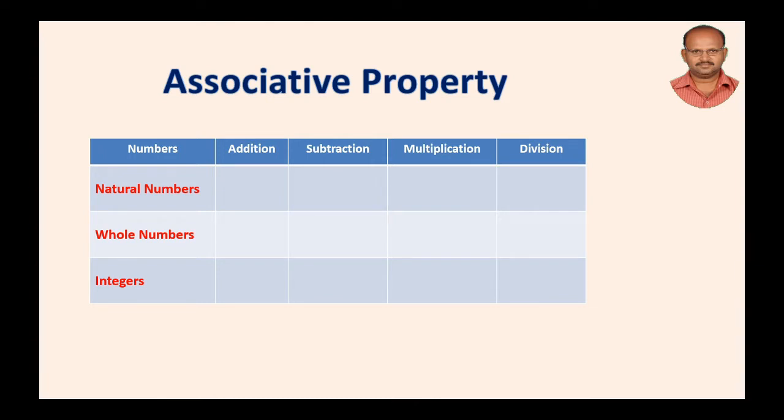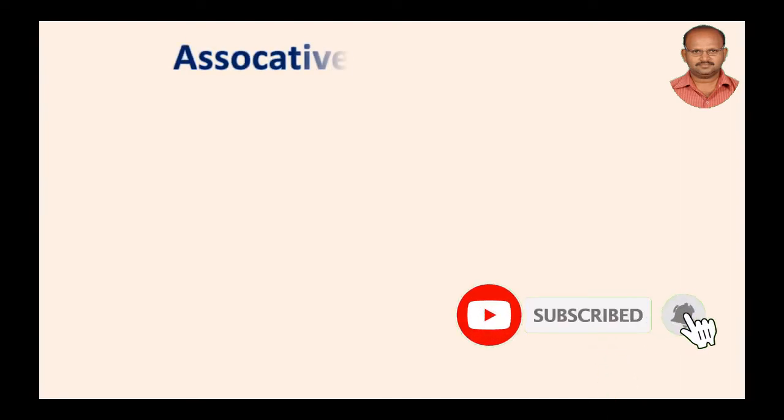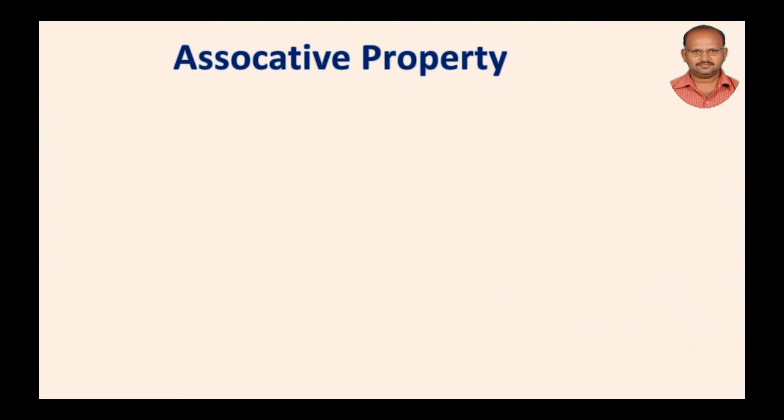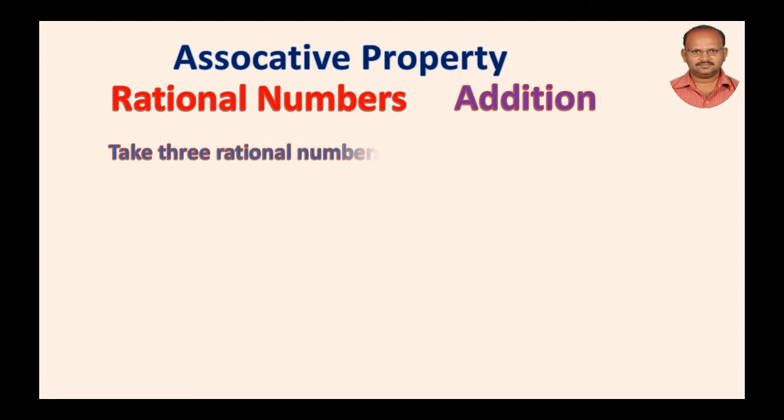Today we are going to learn rational numbers. Associative property of rational numbers under addition. Take three rational numbers 2 by 7, 5, 1 by 2 and verify them.